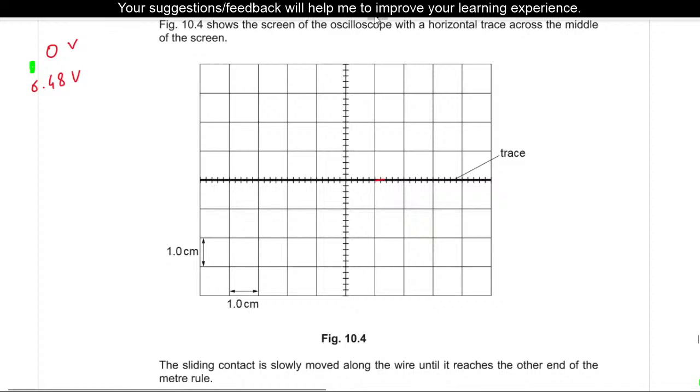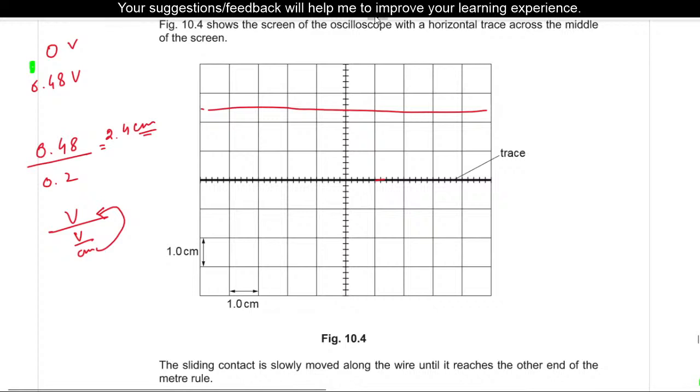How much? Because we are given the y gain setting, we will simply divide 0.48 by 0.2, and it will be 2.4 centimeter. The unit of 0.48 is volt, and 0.2 is volt per centimeter, so the centimeter goes to the numerator, the volt cancels, and we get the unit centimeter. So it will be around here. It remains a straight horizontal line and it moves upwards.